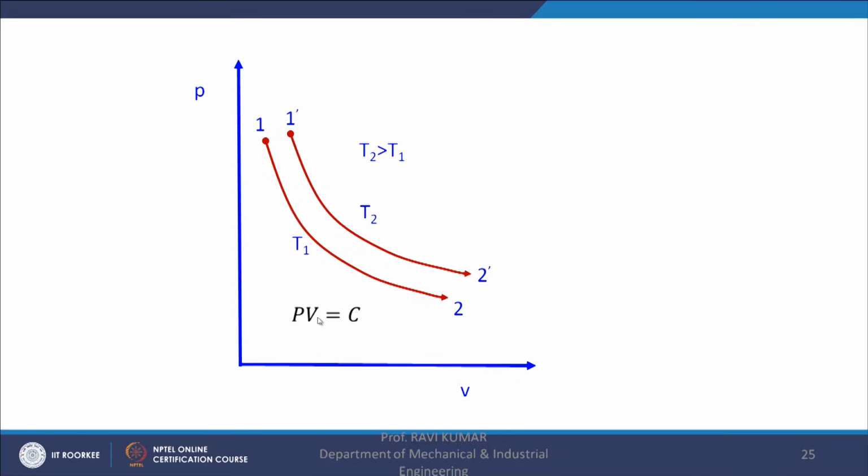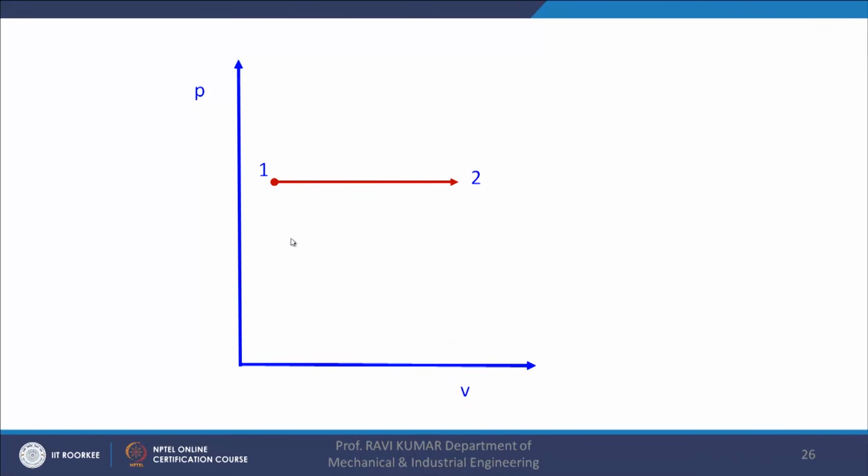And for an isothermal process, the ideal gas relation is PV equal to constant. Now, the second process is the isobaric process. Isobaric process means constant pressure process. So, if the pressure is maintained constant throughout the process, that is known as an isobaric process. Similarly, the third kind of process is the isochoric process. In an isochoric process, the volume remains constant. So in an isobaric process the pressure remains constant, and in an isochoric process the volume remains constant.